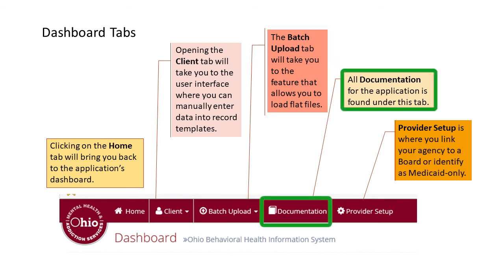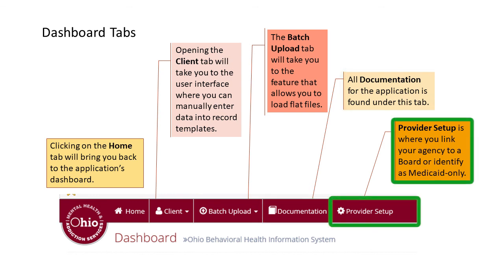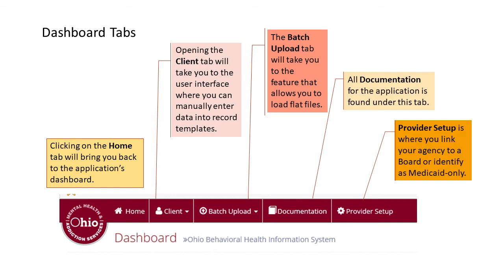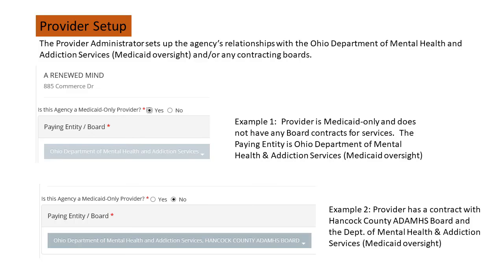All documentation for the application is found under this tab. Provider Setup is where you link your agency to a board or identify as Medicaid only. The provider setup must be completed by your agency's provider administrator at least one time in order for Ohio MHAS to process OBHIS records. There's more about this on the next slide. As we've already mentioned, it is necessary to set up your agency's new OBHIS account with information about sources of public funding. This only needs to be done once, although the provider administrator can update the information at any time.